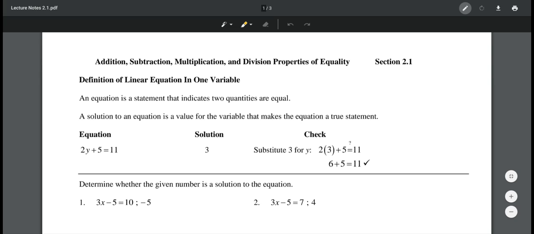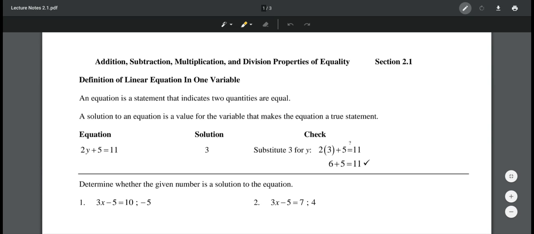A solution to an equation is a value for the variable that makes the equation true, which means if you come up with an answer or a solution and you plug it back into the original problem and it makes the left sides and the right sides equal to each other, then it is a solution. If you plug it in and it does not make the left side and the right side equal to each other, it's not a solution.